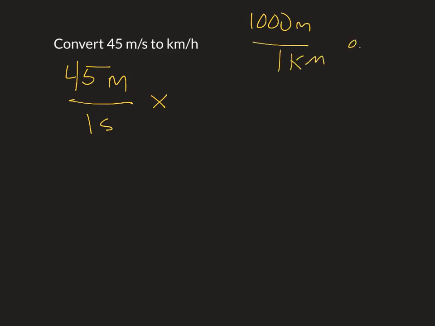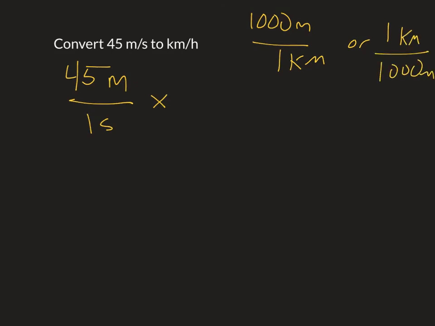All right, this next example, we're going to go the opposite way. So we're going to convert meters per second into kilometers per hour. But how we do it doesn't really change. So we want to go 45 meters over 1 second. It's just easier to write it this way. And we're going to multiply by one of our 2 unit conversion factors, either 1,000 meters over 1 kilometer or 1 kilometer over 1,000 meters.